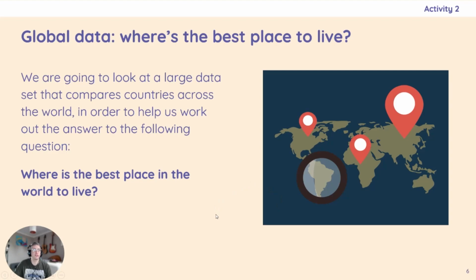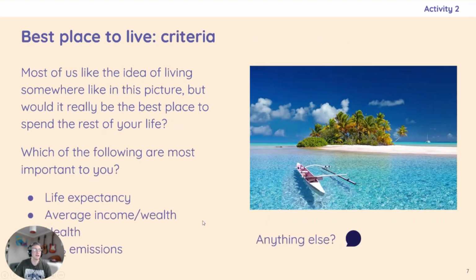We're going to answer the question, where is the best place in the world to live? And we're going to use some data visualizations to come to that conclusion. Most of us like the idea of living somewhere like in this picture. But would it really be the best place to live and spend the rest of your life? Have to think about what is most important to you. Is it your life expectancy, your average income or wealth? Is it your health? Is it the CO2 emissions? Is there anything else that might take your fancy in terms of a healthy lifestyle?